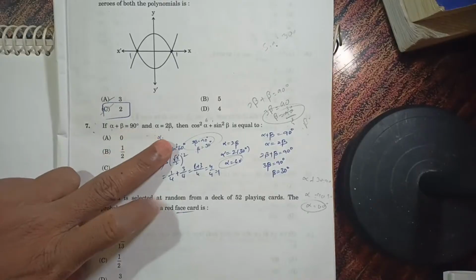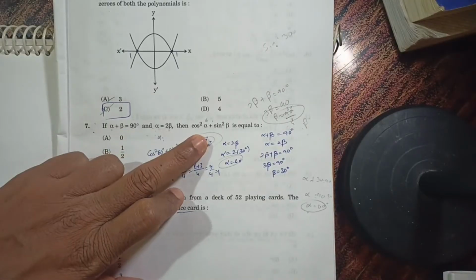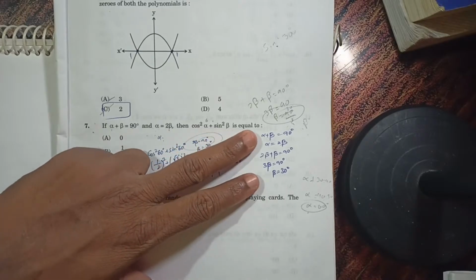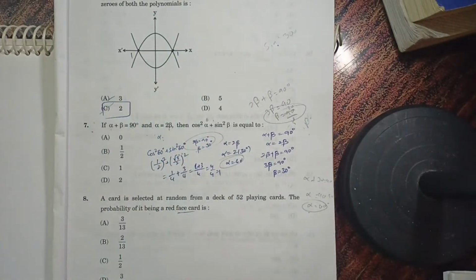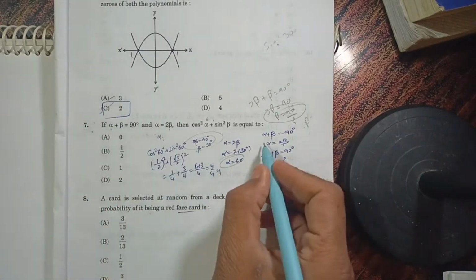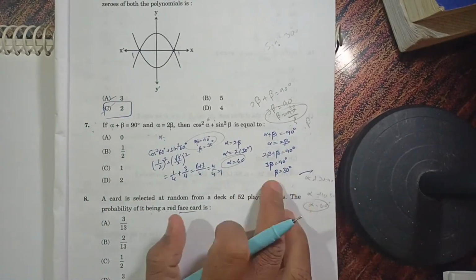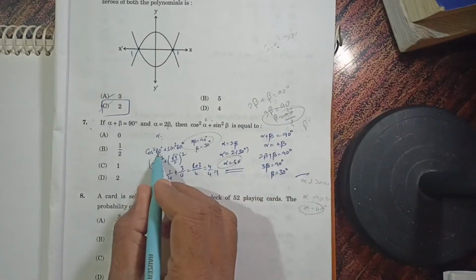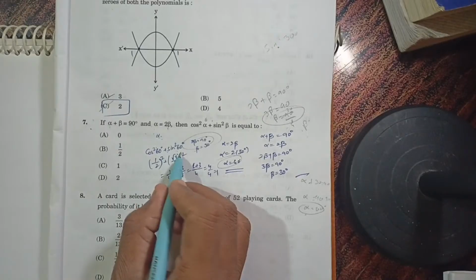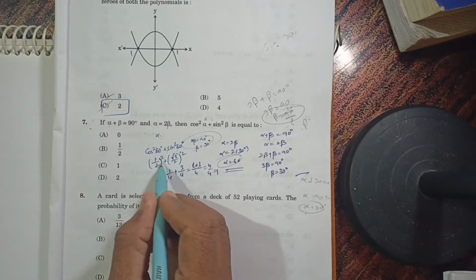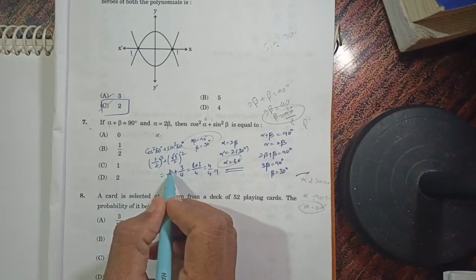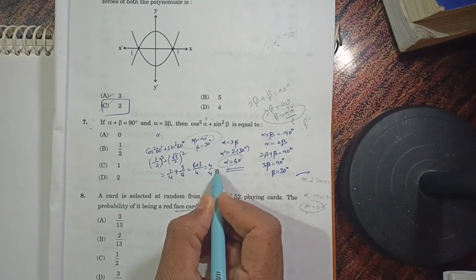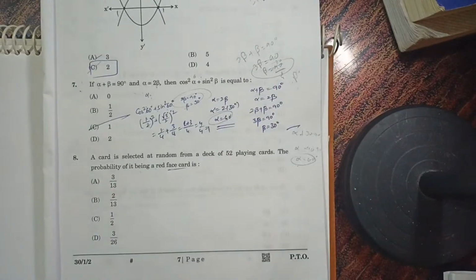If alpha plus beta is equal to 90 degrees, alpha is equal to 2 beta, then cos square alpha plus sin square beta is equal to how many degrees, he is asking. Now you can see here, already we are finding beta value. If you substitute alpha value, you will get 60 degrees. See, cos square 60 degrees plus sin square 60 degrees. Cos 60 degrees is 1 by 2 whole square, sin 60 is root 3 by 2 whole square. If you do it, 1 by 4 plus 3 by 4. Finally, we are getting 4 by 4. We are getting the answer 1.